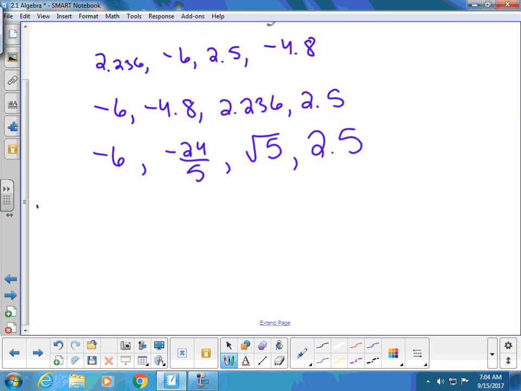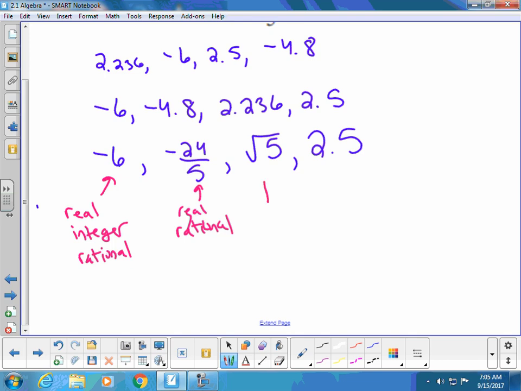And now let's identify what each number is. -6 is a real number. It's an integer. It is not a whole number. It would be rational because I could write it as -6 over 1. -24 over 5 would be real. It would be rational. It would be not an integer, not a whole number, so I think we're good.